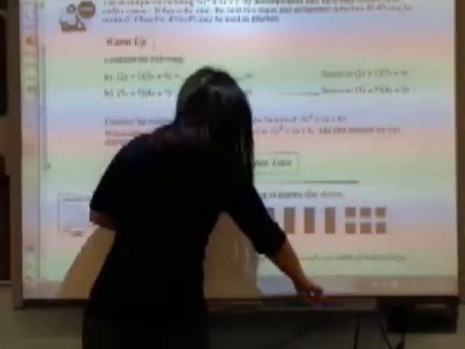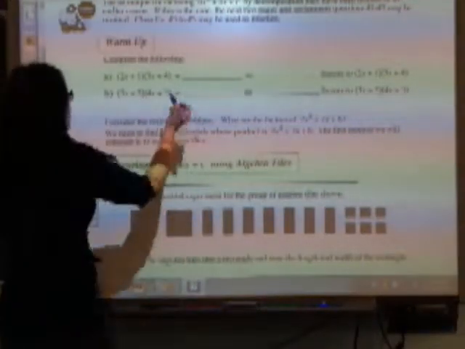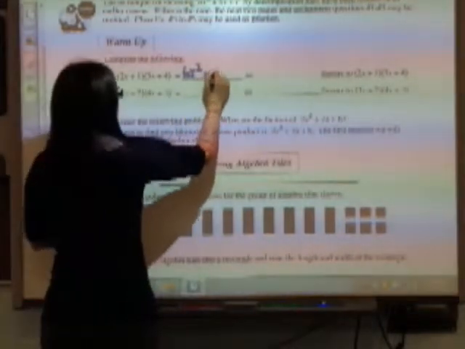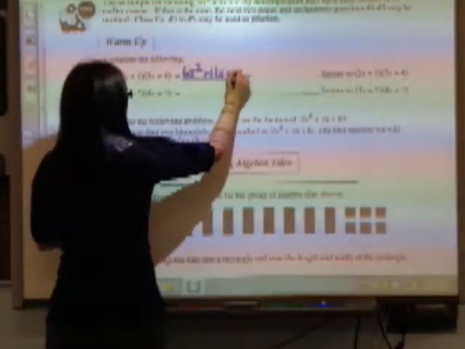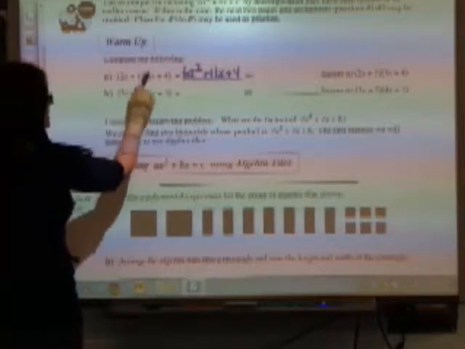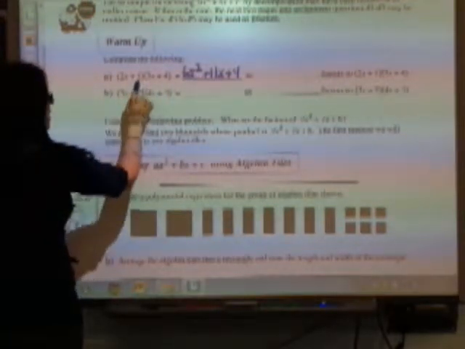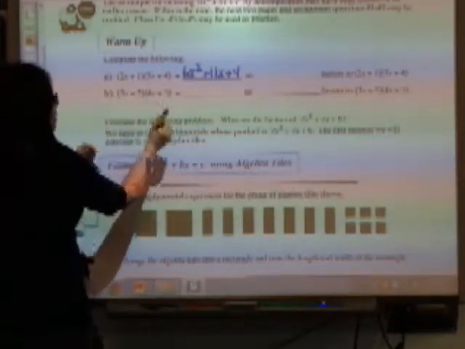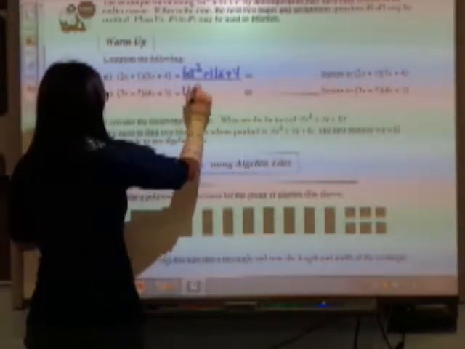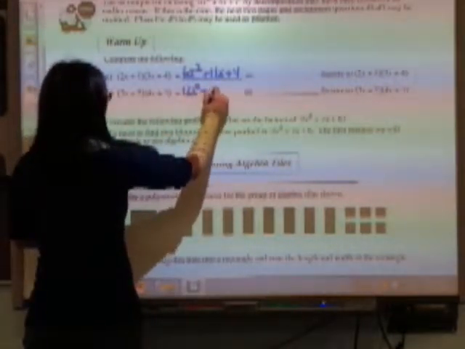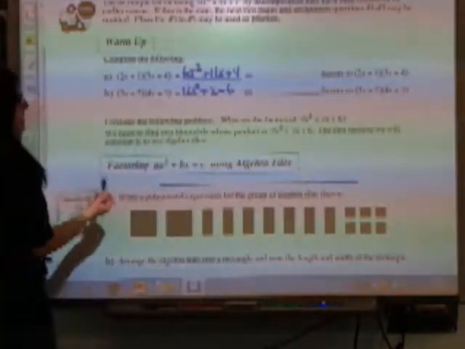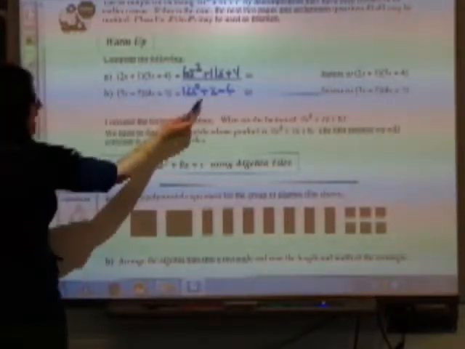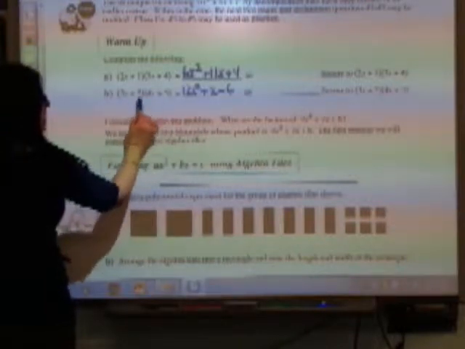So if you expand this out correctly, what you will get will be 6x squared plus 11x plus 4. There's my 6x squared, there's my 4, and my 11x I get with the 3x and the 8x. If I expand the bottom one out, I will get 12x squared plus x minus 6. There's my 12x squared, there's my negative 6, and my positive x comes from 9 minus 8.